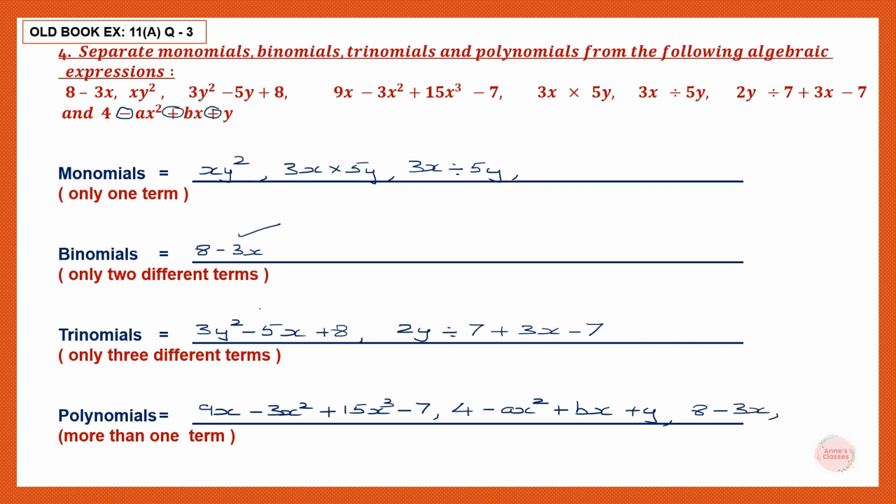Let's take the trinomial. So I have one here. Let's write it down: 3y square minus 5x plus 8. And there is one more. Let's write it down: 2y divided by 7 plus 3x minus 7. So all these are polynomials. If there is more than one term, it's called a polynomial. So the monomials will not be polynomials because they have only one term each.